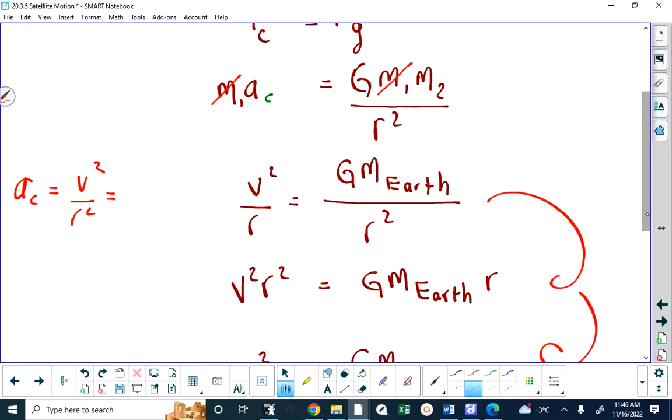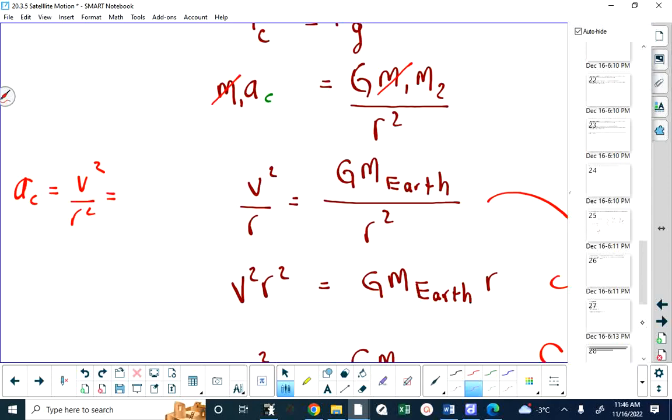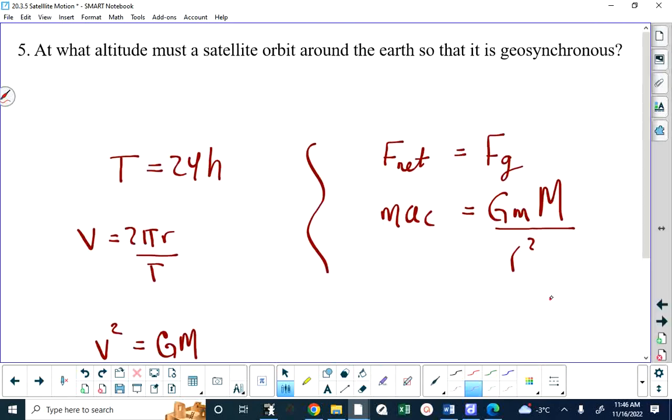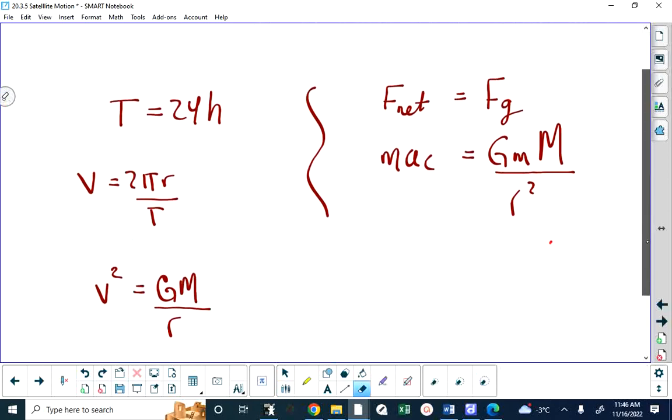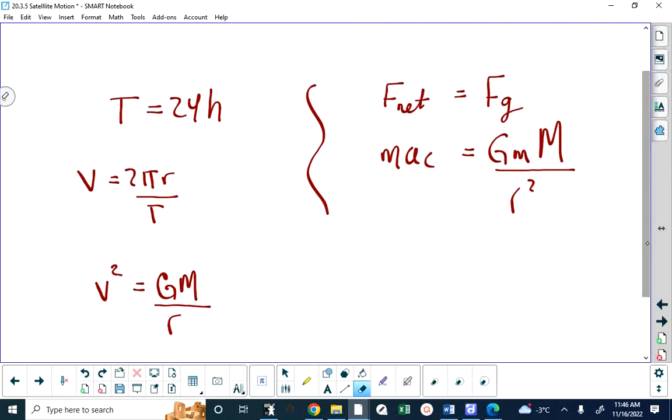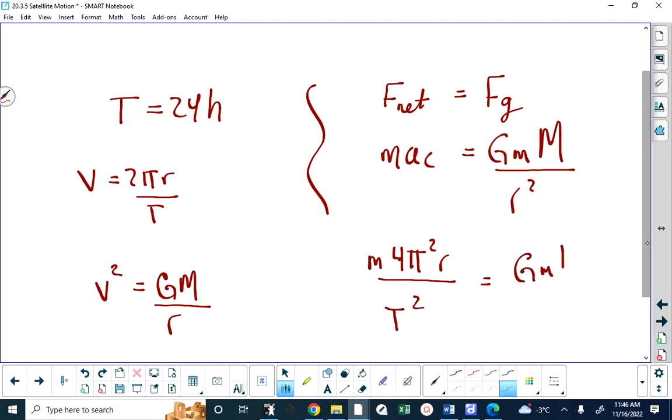Okay, well, so that's what we're going to do here. We're going to say that it's m times the acceleration, which is 4 pi squared r over t squared. This equals GMm over r squared.